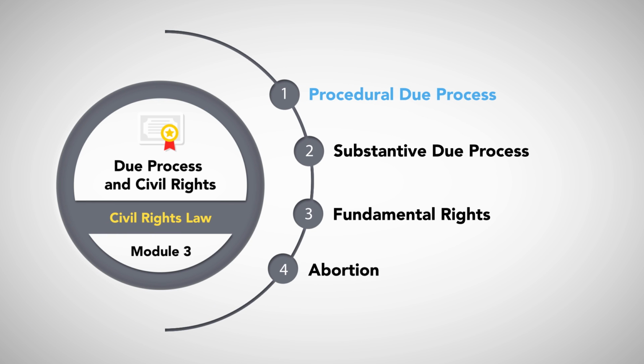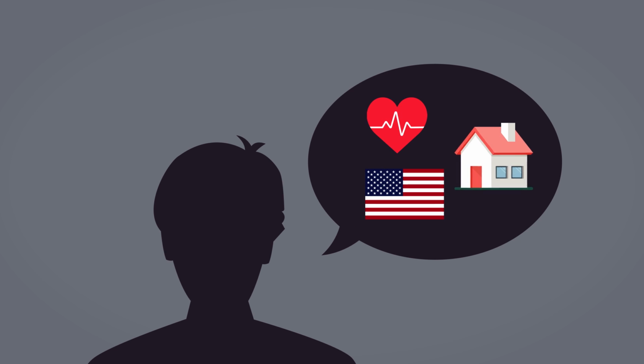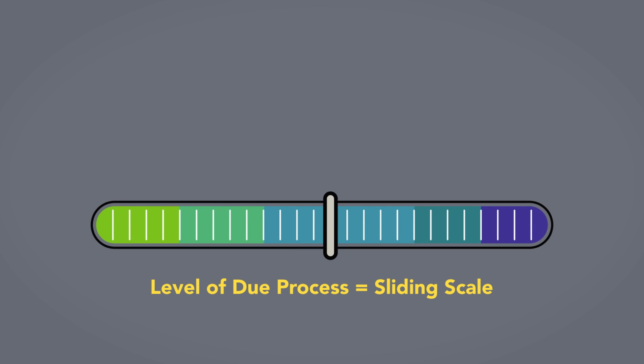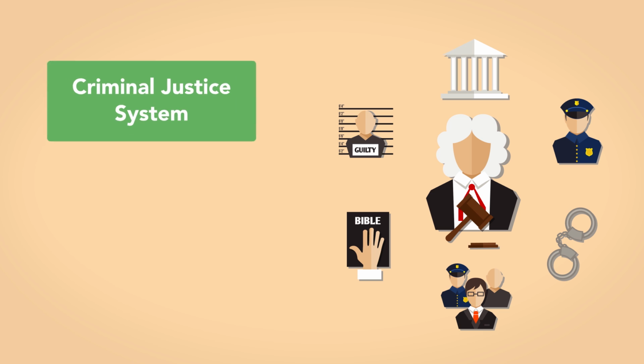Procedural due process. Procedural due process requires the government to give a person deprived of life, liberty, or property adequate opportunity to be heard. The level of procedural due process required is a sliding scale, and it varies depending on the right being deprived and the government interest involved. At the upper end of the due process spectrum is the criminal justice system.